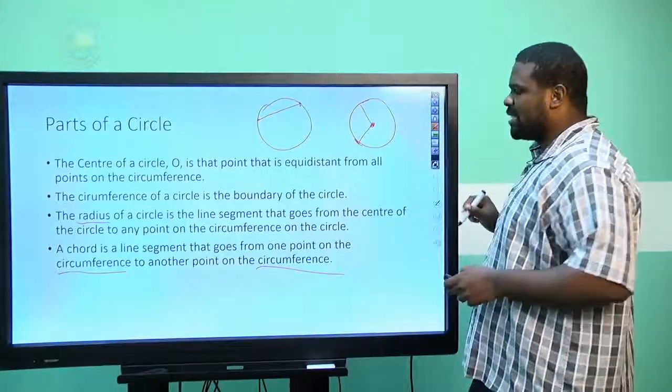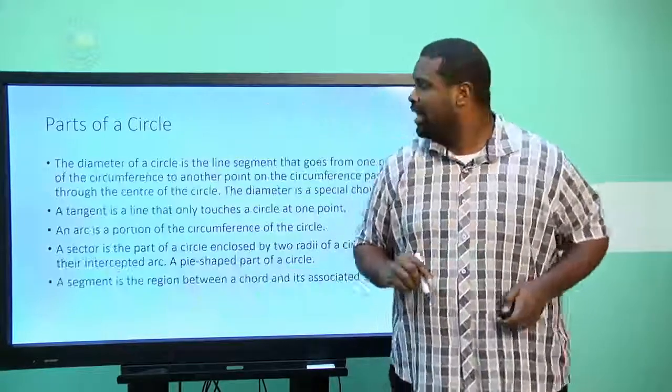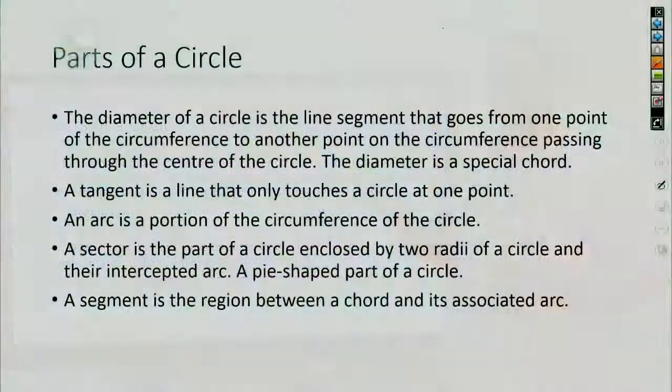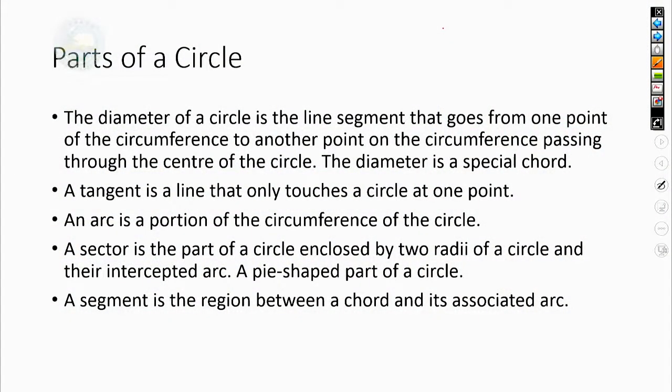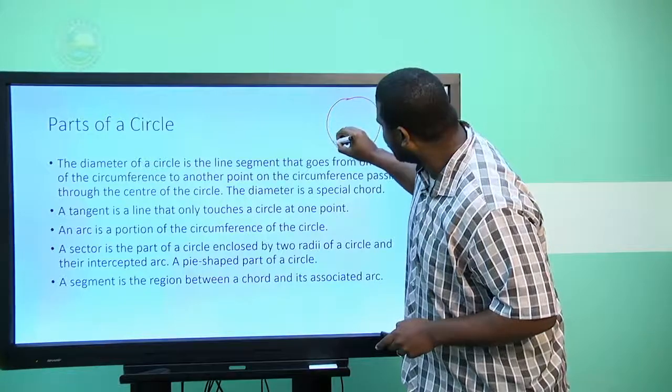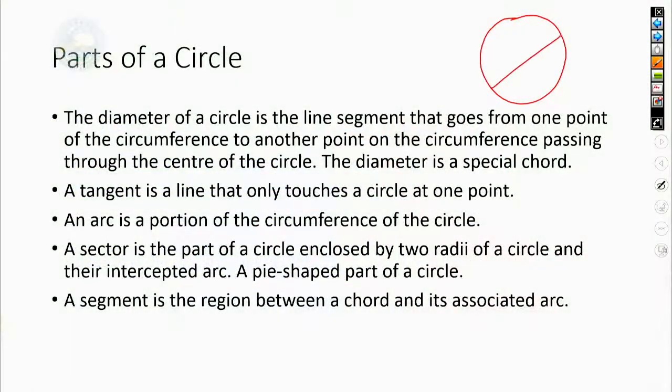Now, there's a special type of chord that we must know. This special chord is called a diameter. And a diameter is a chord that passes through the center of a circle. What is a chord again? The chord is that line segment that goes from a point on the circumference to another point on the circumference. But if it happens to pass through the center of the circle, let's pretend it passes through the center of the circle for now, then this line is going to be known as the diameter.